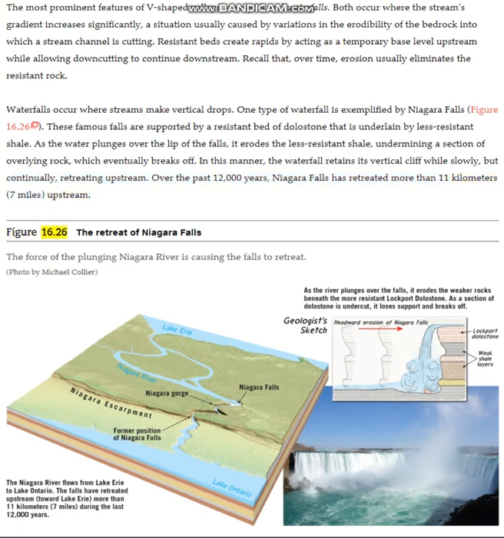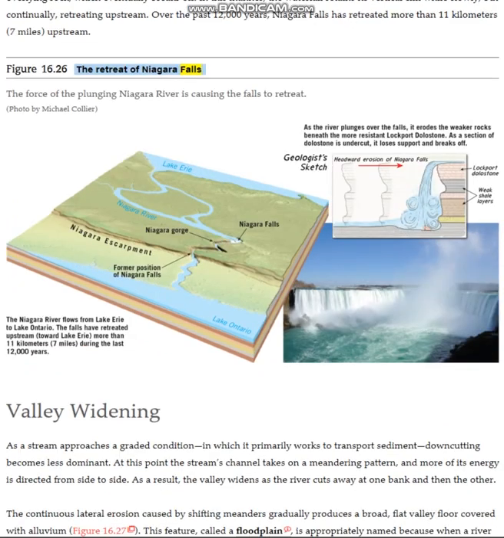Figure 16.26, The retreat of Niagara Falls. The force of the plunging Niagara River is causing the falls to retreat. Photo by Michael Collier. Valley widening. As a stream approaches a graded condition in which it primarily works to transport sediment, downcutting becomes less dominant. At this point the stream's channel takes on a meandering pattern, and more of its energy is directed from side to side. As a result, the valley widens as the river cuts away at one bank and then the other.